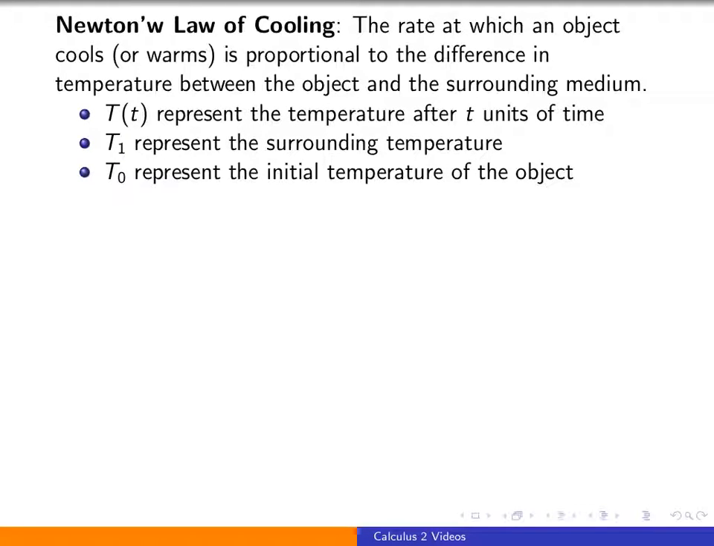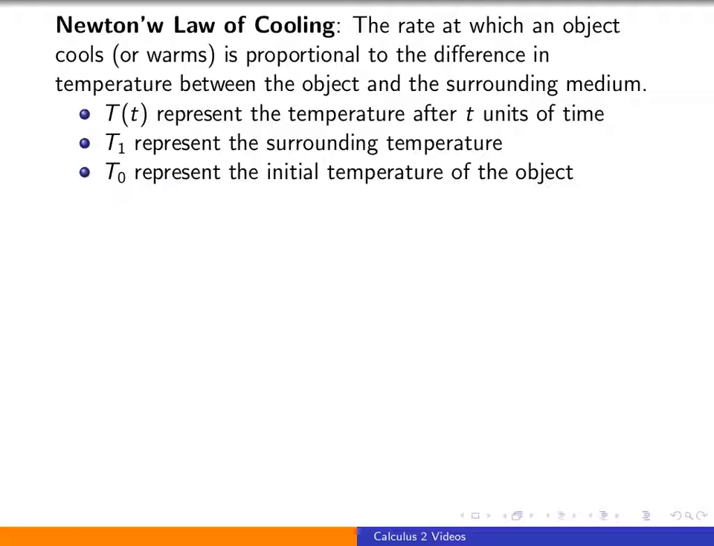The typical thing to do is to let big T of little t represent the temperature of the object after t units of time, which will be made clear in the problem. T sub 1 we let represent the surrounding temperature, and T sub naught represent the initial temperature of the object.